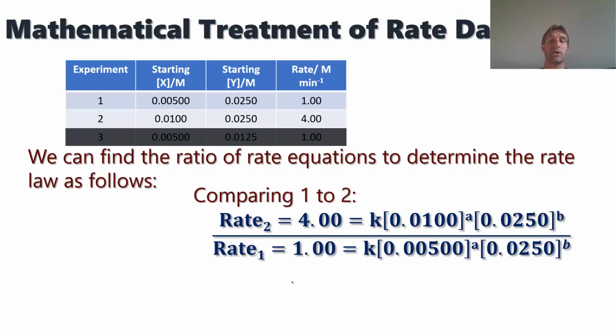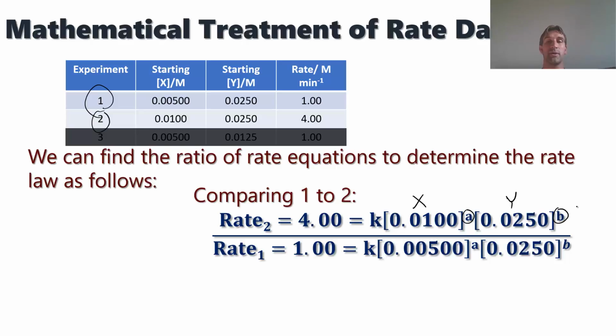So first off, we're looking at experiment 2 and experiment 1. The rate of 2 is given as 4 molarity per minute. I'm going to continue with the rate law by saying that is k times 0.1 raised to the A. Now it's an A because I don't know the value, I'm just going to create a variable. That 0.1, once again, refers to our X term, and then our Y term is our 0.025 in experiment number 2. The B is our unknown order.